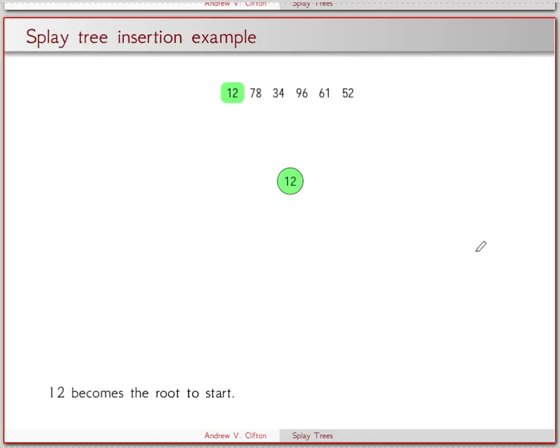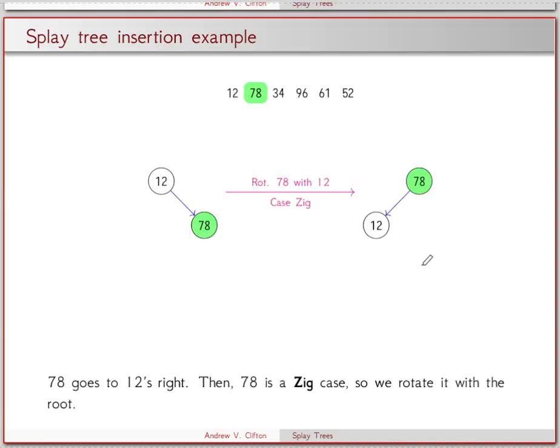All right, so here's an example of running through inserting some stuff into a splay tree to see how it works. The first insert, of course, doesn't do anything because the node is immediately the root, so 12 just becomes the root to start. 78 is going to go to the root's right, so we start by doing a normal insert and putting 78 where it ought to be.